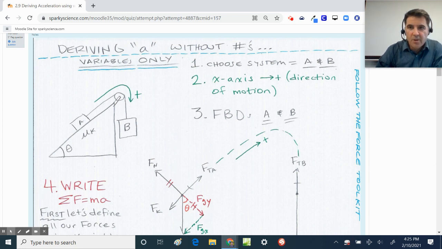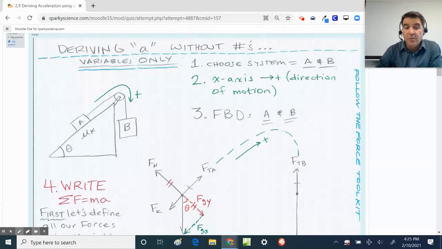Okay, so today we're going to take a look at deriving acceleration without using any quantities. We're using variables only. And so we're going to do the force toolkit here. And the first thing we're going to do is choose our system.